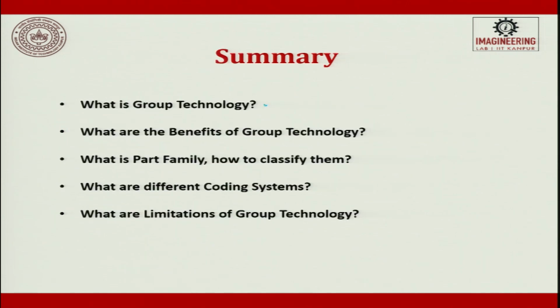So, to summarize, we have seen what is GT, what are all the benefits of GT, what is part family, how to classify them, then what are the different coding systems, and later we saw what are the limitations. So, before we conclude, I would like to add a small assignment for you so that you can start looking into it. This assignment need not be submitted.